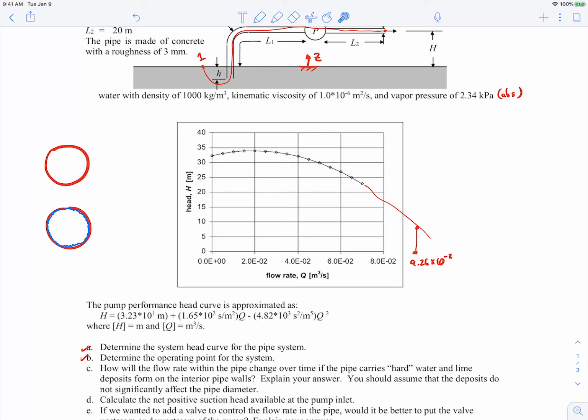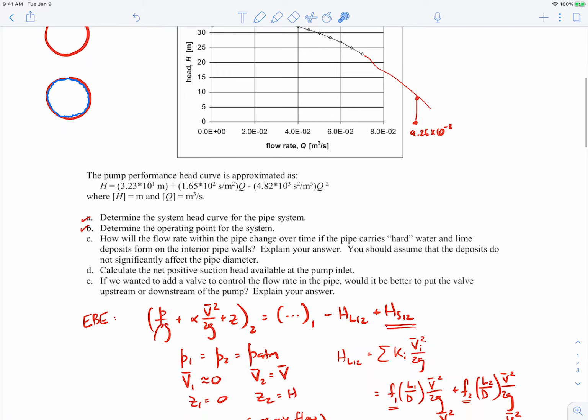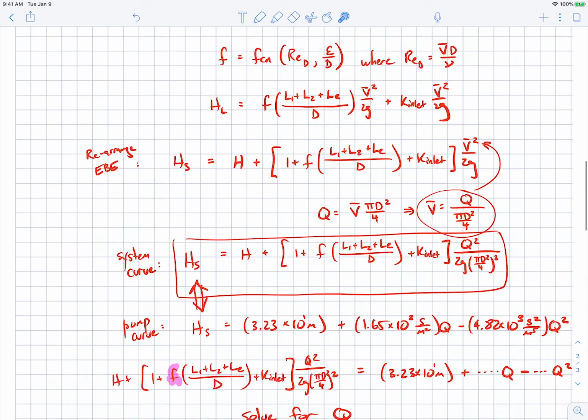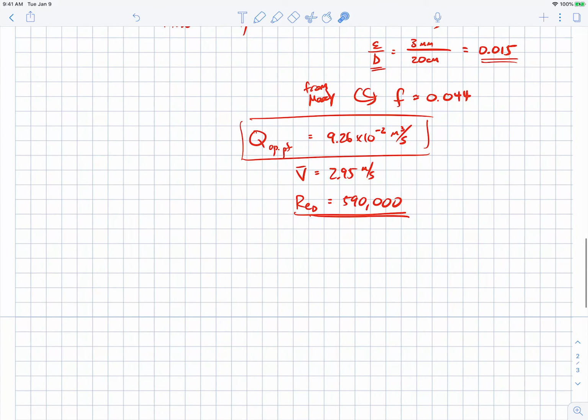We're also told to assume that the deposits don't significantly affect the pipe diameter. So it's kind of like the picture I've shown here. It's just rough walls, but the diameter doesn't change very much. So in that case, we can just visually or graphically show you what's going to happen. Let me do that down here.